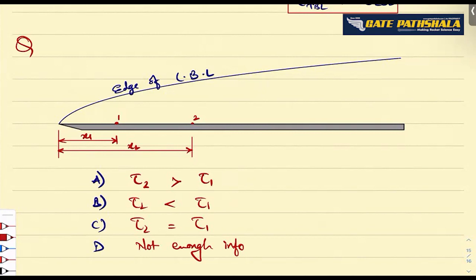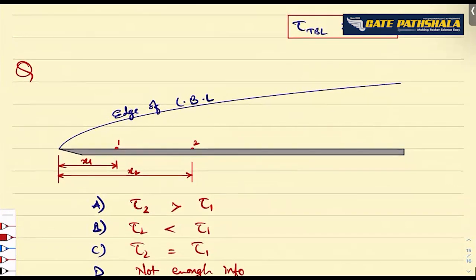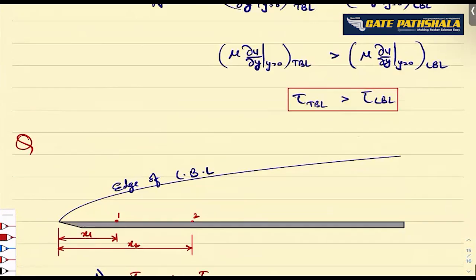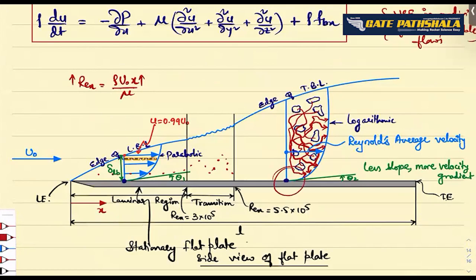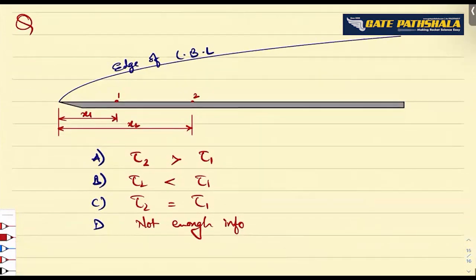Equal, sir. A. Why? What made you say that? Has the boundary layer become turbulent? That's why I asked you this question. Many people think like that. Why equal? Because dou u by dou y is the same, sir. It doesn't matter if the dou u by dou y... Do you think dou u by dou y will be the same here and there? Everywhere?